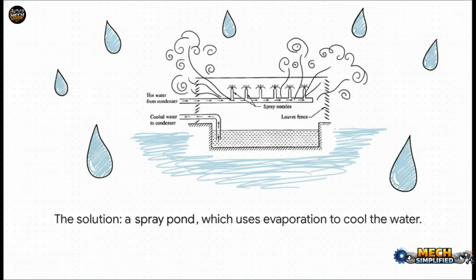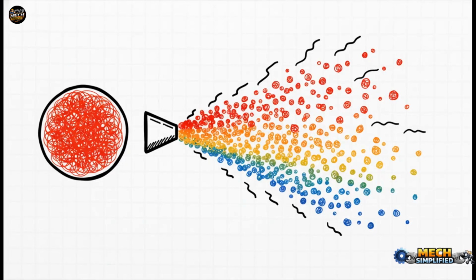Instead of building some crazy, complex refrigeration system, this method harnesses one of the most powerful cooling forces on the planet: simple evaporation. So here's the magic behind it. The hot water gets pumped through a whole network of nozzles that spray it high up into the air, creating a fine mist.